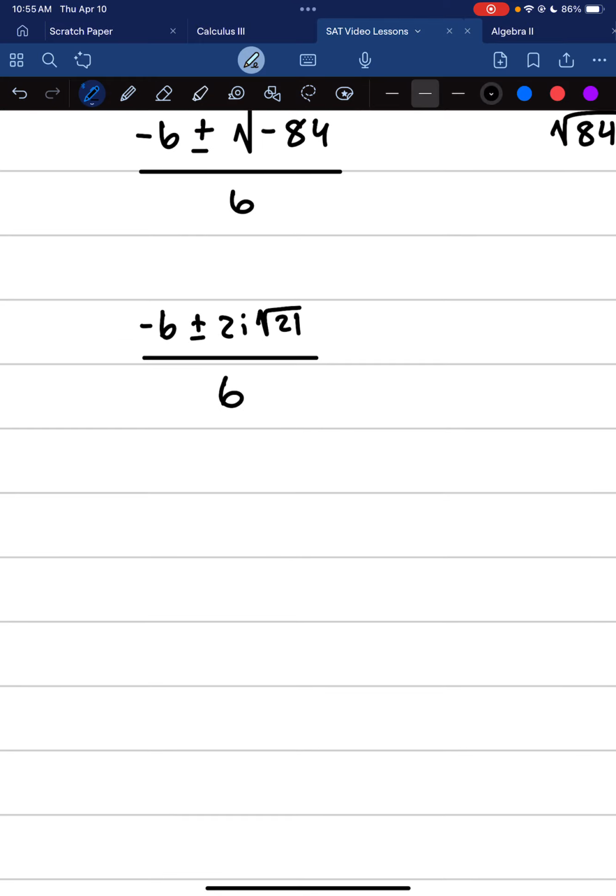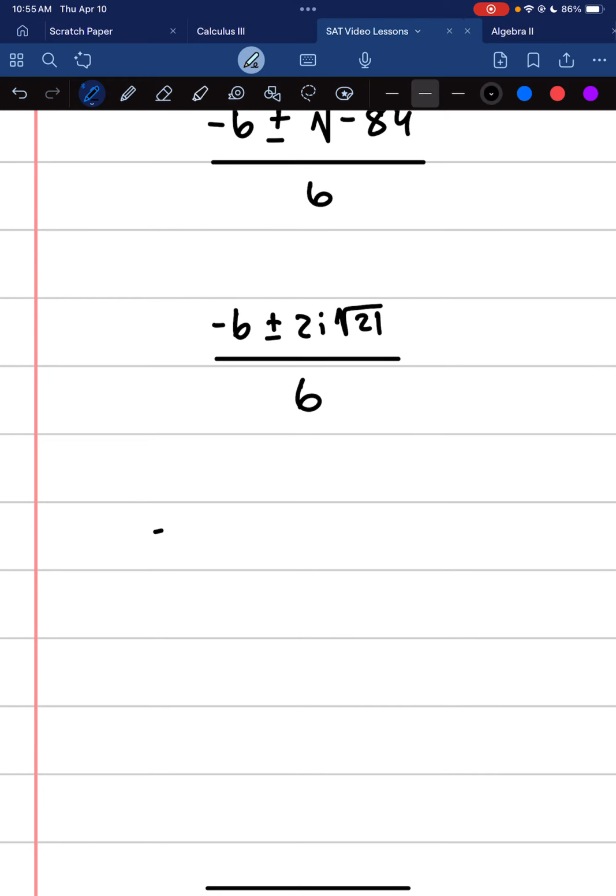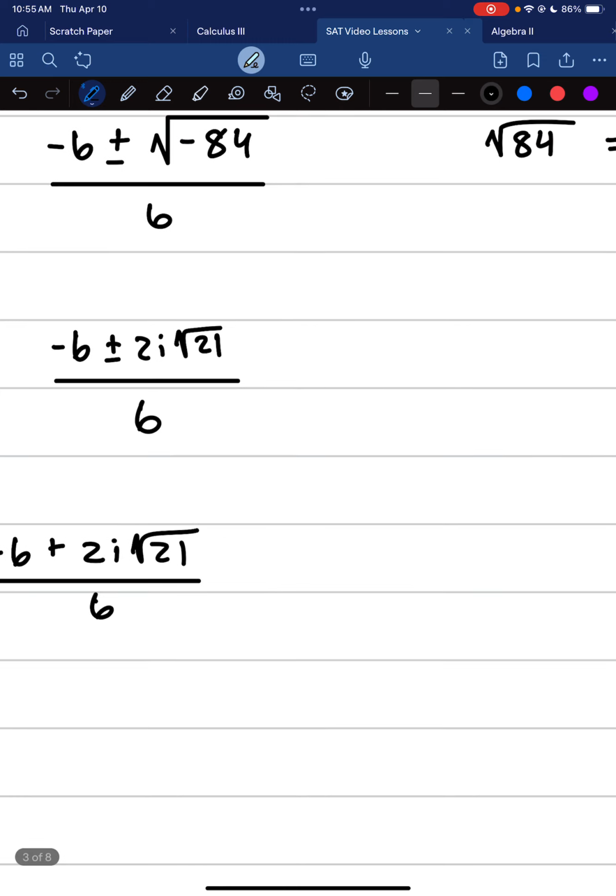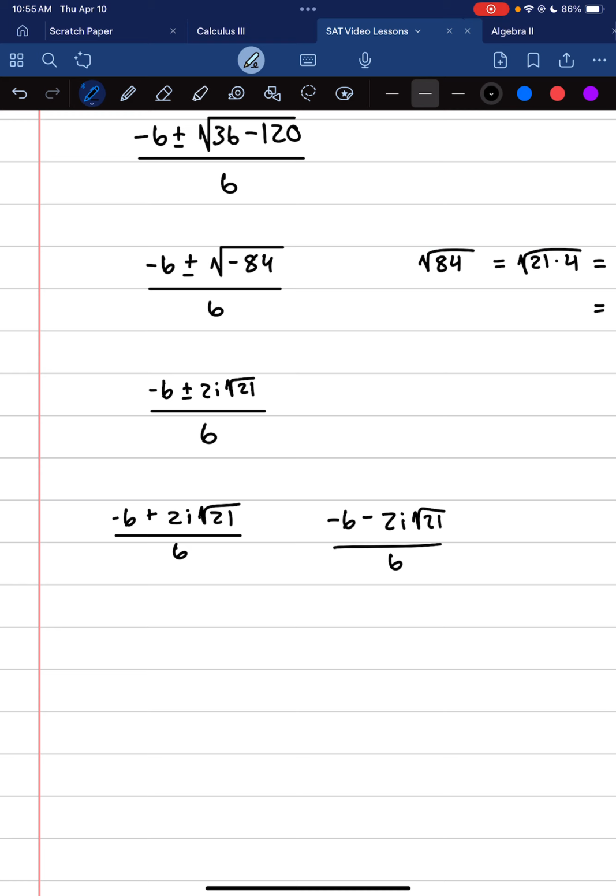Now I can split this up into my two solutions. Sorry, first solution is going to be negative 6 plus 2i root 21 all over 6. Second solution is negative 6 minus 2i root 21 all over 6. Okay, those are our two solutions.